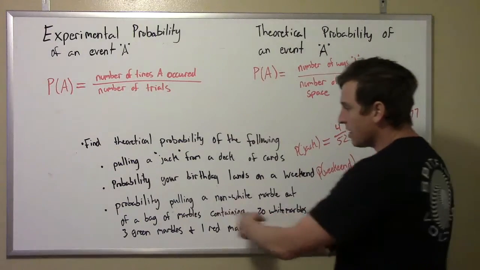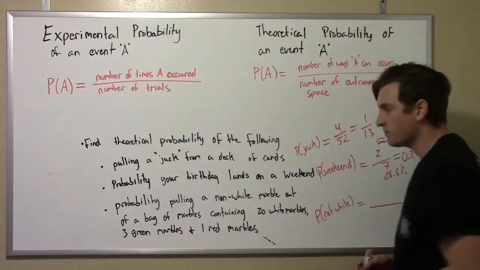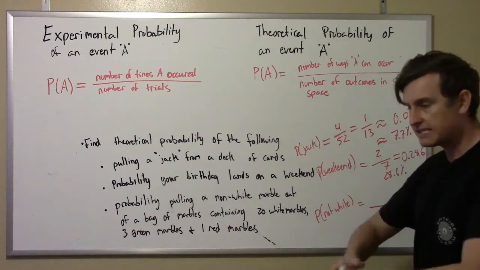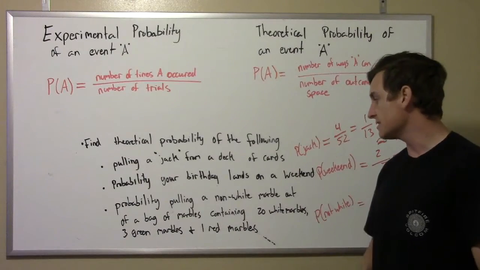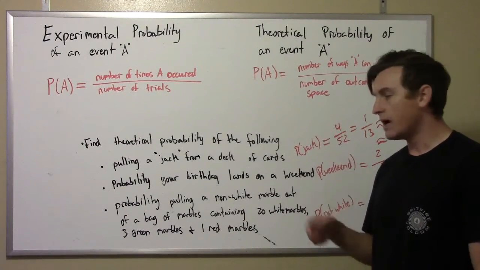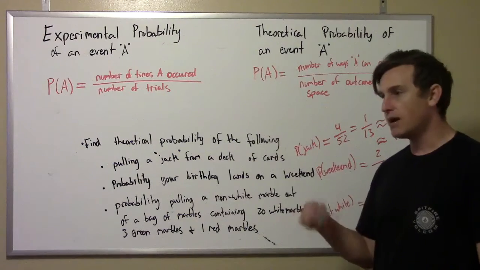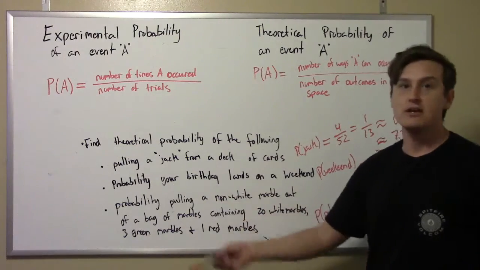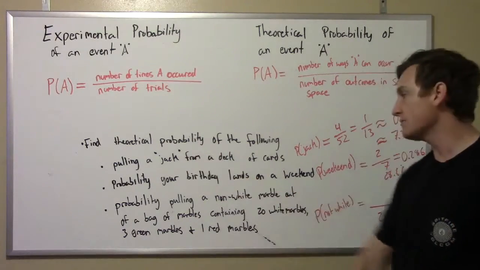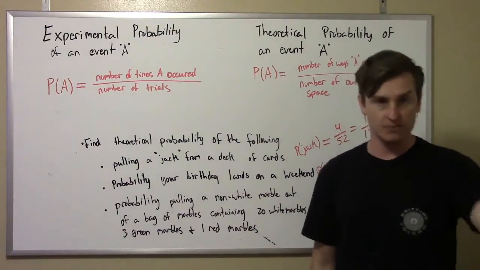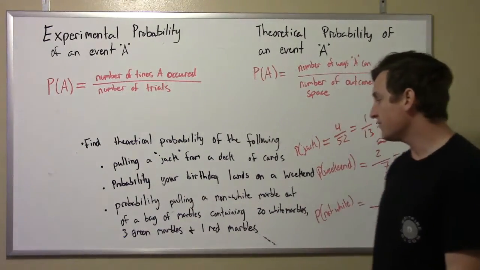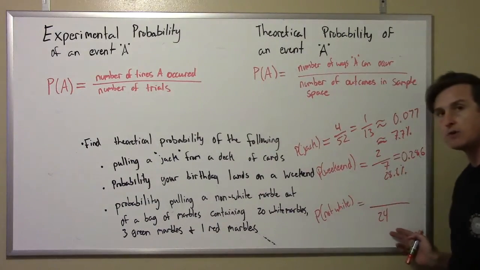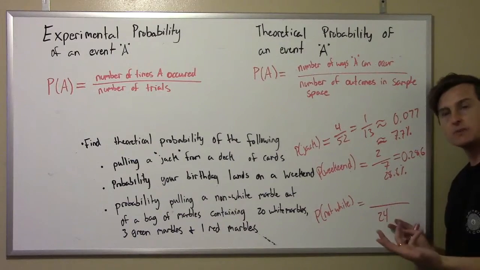So this bag has 20 white marbles, 3 green marbles, and 1 red marble. That's 24 marbles total. So the sample space would be the list of all those possible outcomes, right? The sample space is white, white, white, and so on, then red, green, green, green, right? Or however many you have. It's that list of different possible outcomes. You can pull this white marble, or this white marble, or this red marble, right? So assuming that each white marble is unique and different, how many different ways are there to pull a marble? There's 24 different marbles that you could potentially pull.